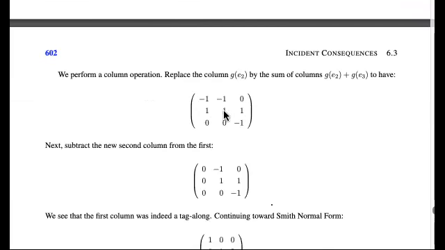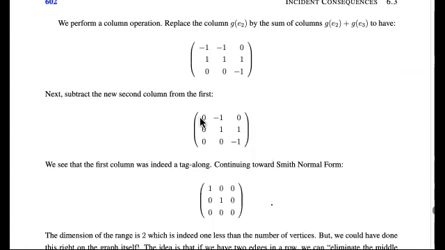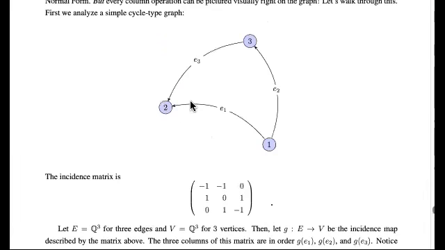And notice that these two columns now are the same. So you can subtract this column from that one and make zeros there. So see how we made zeros there? That was like getting rid of an edge. We just got rid of an edge. We just got rid of E1. So when we zero out a column, it's like we're getting rid of an edge.